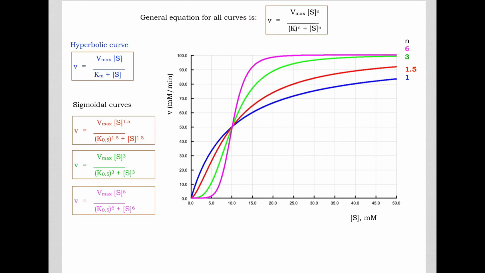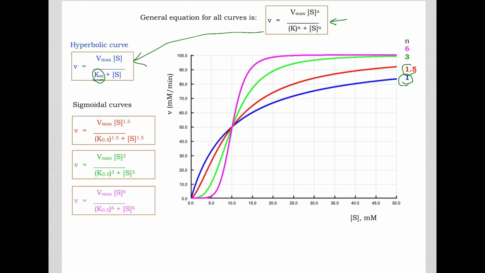The general equation of all of these curves is shown here. V equals Vmax times S to the power of n divided by K to the power of n plus S to the power of n. In case of the hyperbolic curve where n equals 1, this equation basically comes out to be V equals Vmax S divided by Km plus S. So this K here, we call it by a special name, the Michaelis constant, or Km.